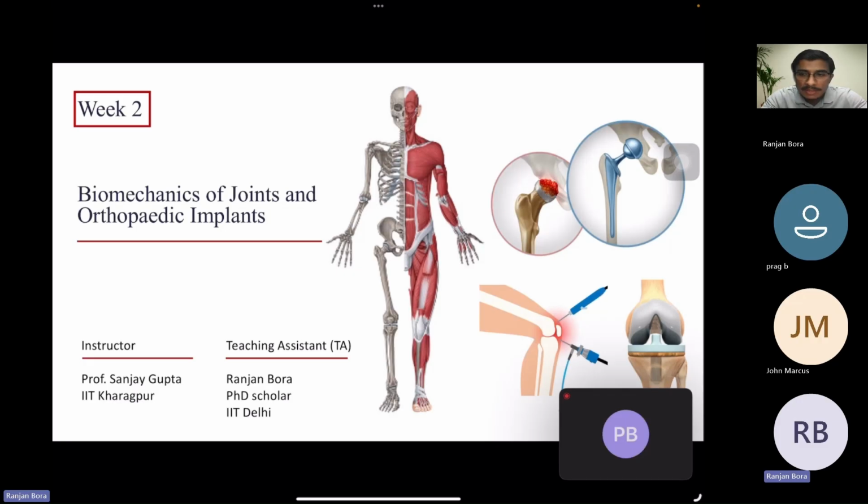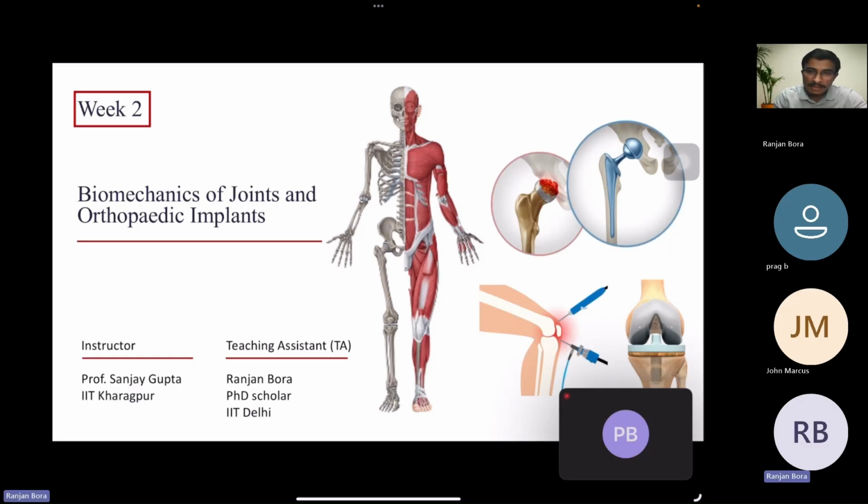So in today's tutorial, first I am going to solve the assignment from the previous week, week 1. Then I will teach some concepts from week 2, like the kinematic chain and mechanism and the degrees of freedom. These concepts are covered in week 2. And finally, I am going to solve some problems from biomechanics.